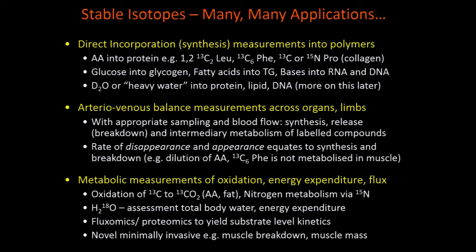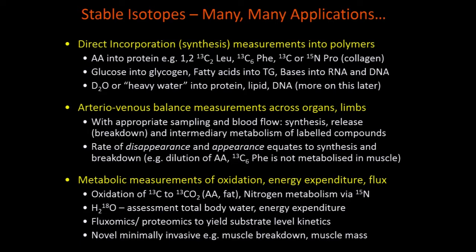Just to provide some examples, if you're interested during exercise about what substrates are being used, and you want to go beyond, for example, indirect calorimetry, looking at VO2 and VCO2, what you can do is provide tracers which have a carbon labeled motif. At the terminal end of metabolism, the CO2 that's expired has the 13CO2 motif. So if you quantify in the breath, you can quantify the 13CO2 enrichment. And if you're giving, for example, an amino acid tracer, you'd be able to look at the contribution of amino acids to energy production given a specific, say, exercise stimulus.